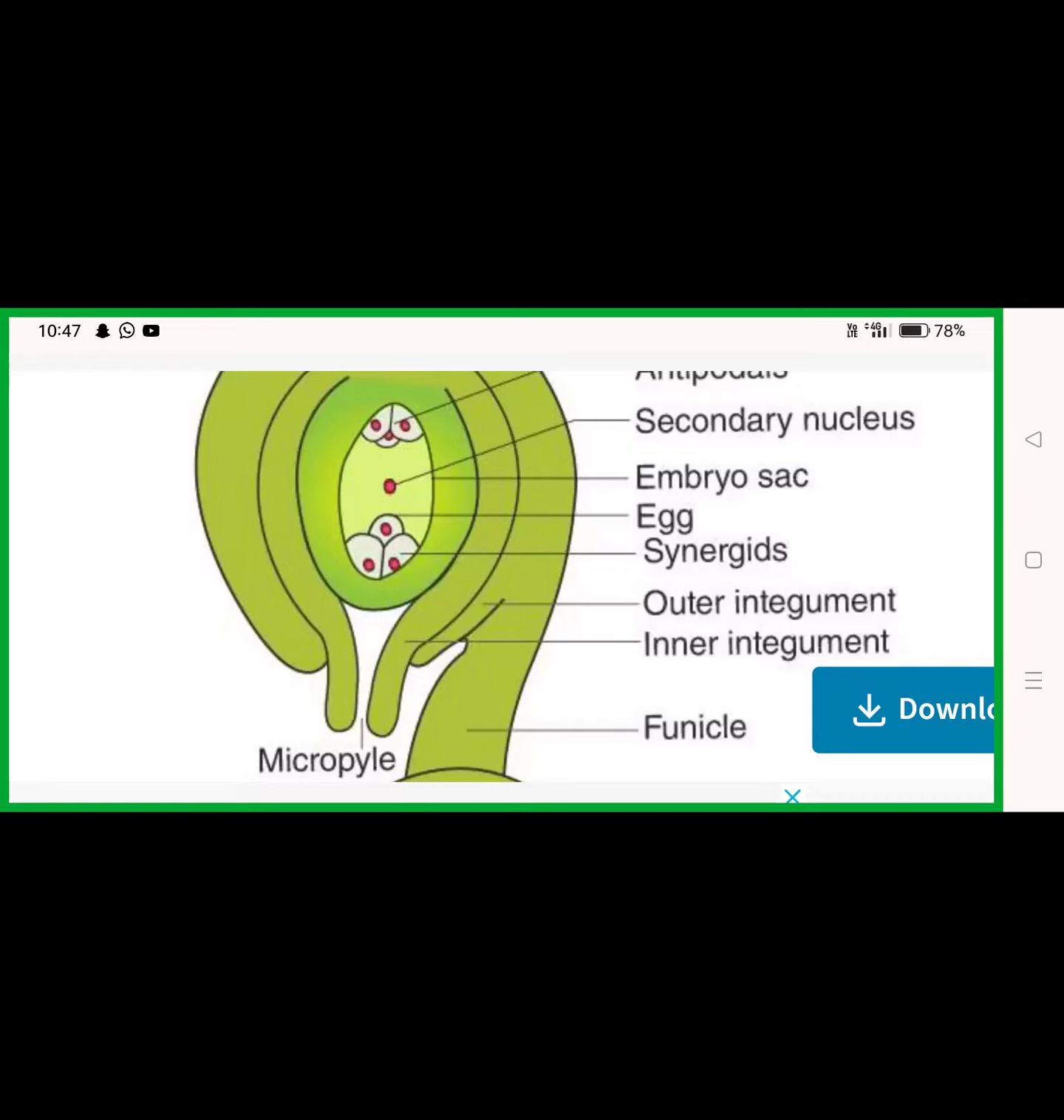So I think all are completed: egg apparatus, polyembryony, parthenogenesis, apogamy, syngamy, double fertilization, triple fusion, integument, ovule, generative cells, pollen grains, tapetum, endothecium.